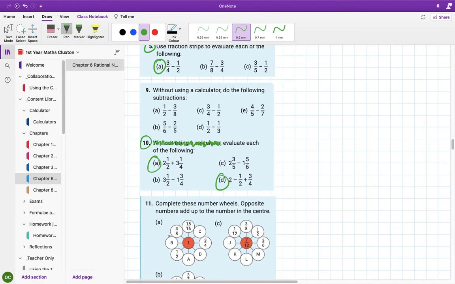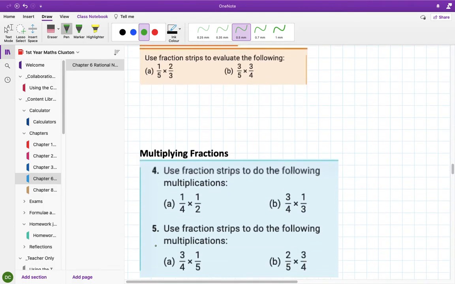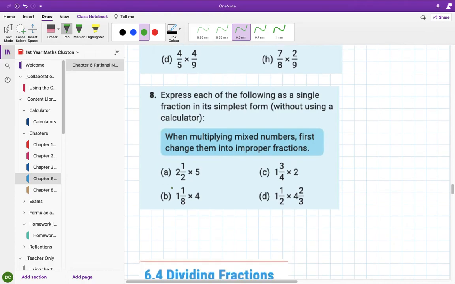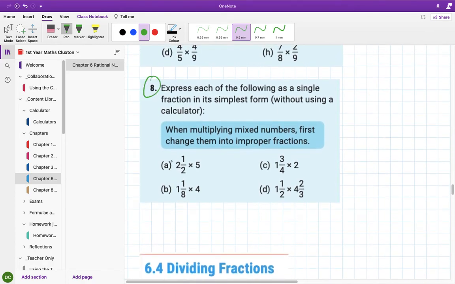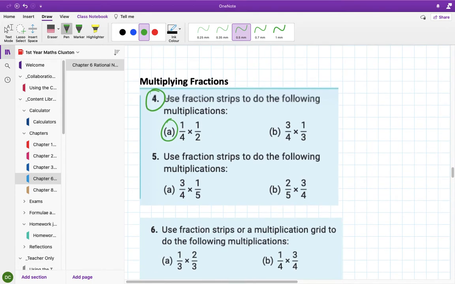Don't worry about this. You're allowed to use your calculator. Down to the multiplies, we'll try 4A, and we'll try 8A. And again, anywhere where it says without the use of a calculator, you can ignore that. They don't do that in the exam paper, so there's no need. Okay, did it say it up here? No, that's fine. Here, use fraction strips. You don't need to. Okay, so I just want you to do this as a practice on your calculator.